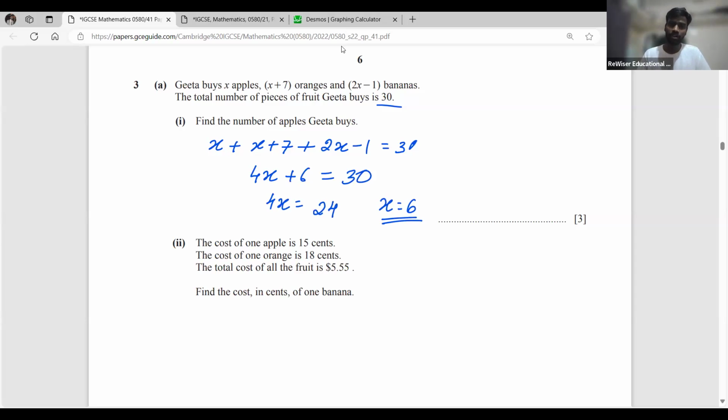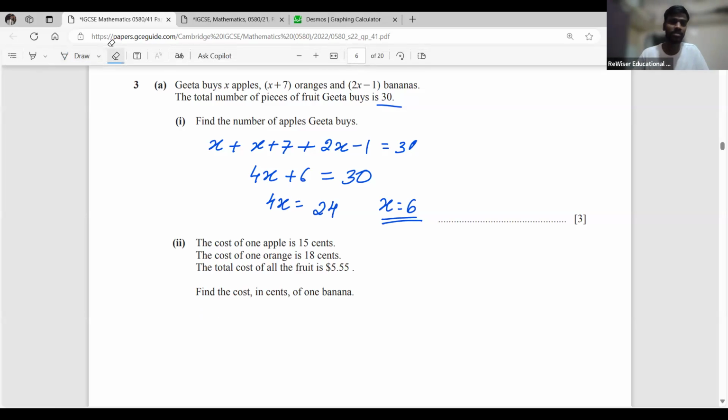And next, for part 2, the cost of 1 apple is 15 cents. The cost of 1 orange is 18 cents. And the total cost of all the fruit is $5.55. So find the cost in cents of 1 banana. The cost of 1 apple is 15 cents, and there are X apples in total. So basically, I can say it as the cost of X apples.